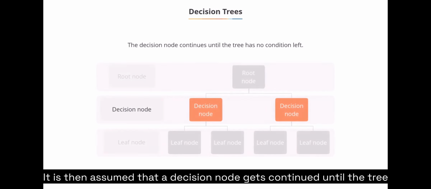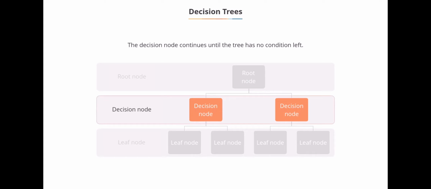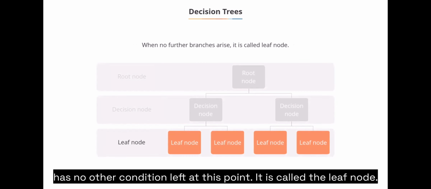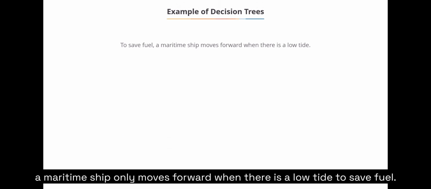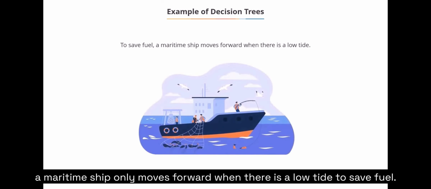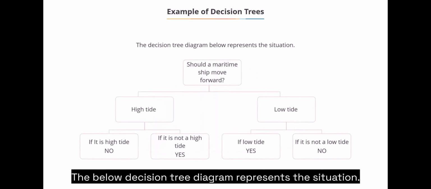It is then assumed that a decision node gets continued until the tree has no other condition left at this point. It is called the leaf node. This node has no further branches. Let us understand this better with an example. A maritime ship only moves forward when there is a low tide to save fuel. The below decision tree diagram represents the situation.